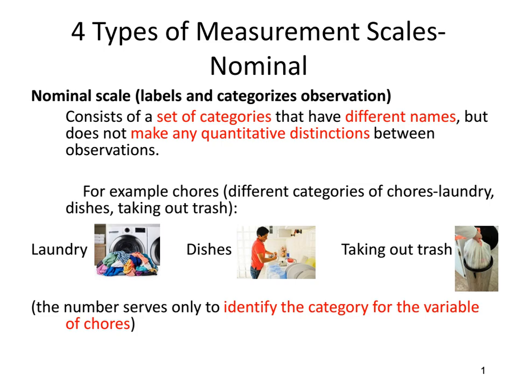So in order to use these in statistics, we would need to assign a number. So for laundry, we might assign 1. For dishes, we might assign 2. And for taking out the trash, we might assign 3. The numbers just serve to tell us which category we're talking about. So for example, taking out the trash, just because it received a 3, does not mean that it is a more difficult task than the laundry. It just simply has a number 3, which is associated with taking out the trash, 2 with the dishes, and laundry with 1. So just remember that the numbers serve only to identify the category for the variable.